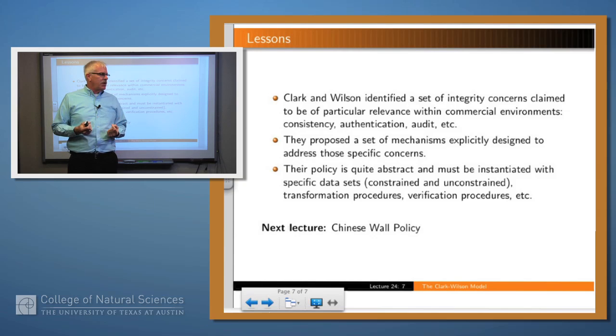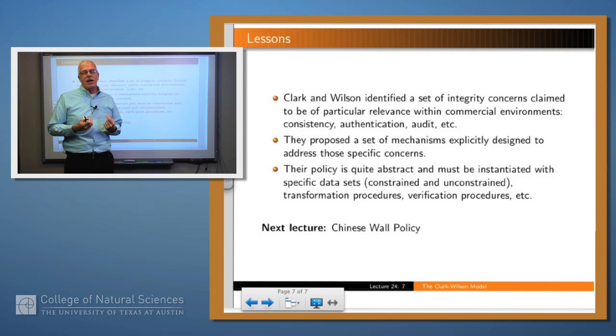Okay, so what have we said? Well, in the Clark-Wilson model, what they did was identify a set of concerns which were specific to the domain of commercial security. And these are things like consistency, authentication, and audit. And they proposed a set of mechanisms by which these concerns could be preserved within their system.